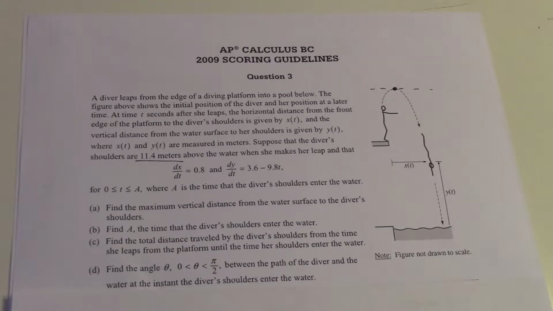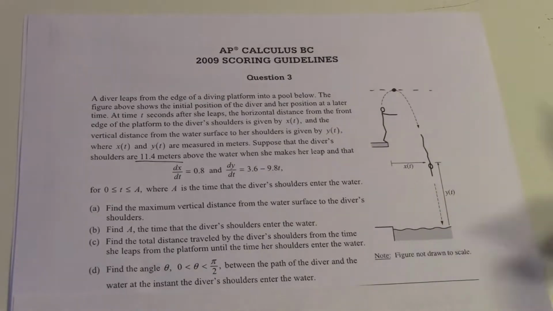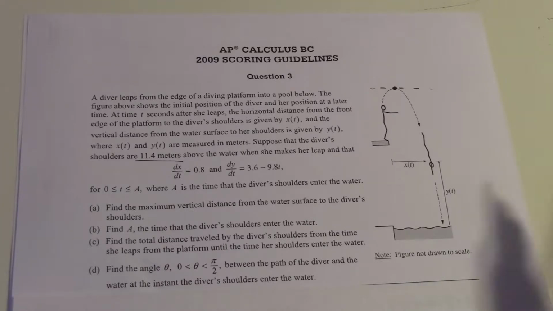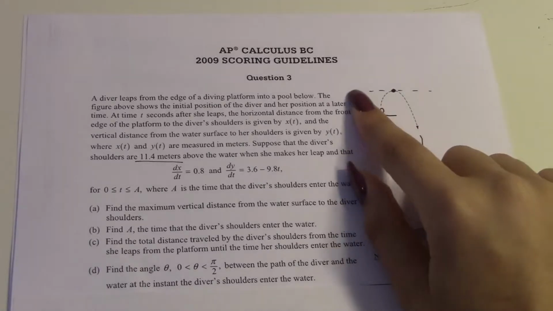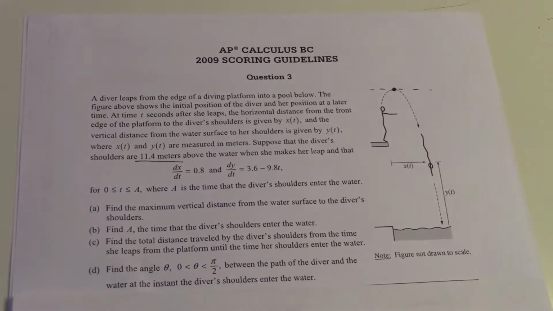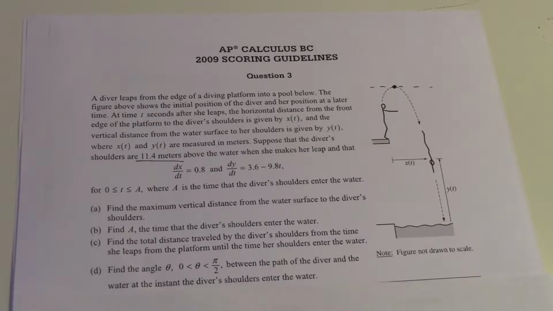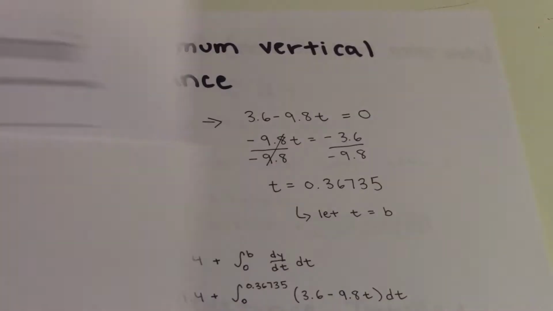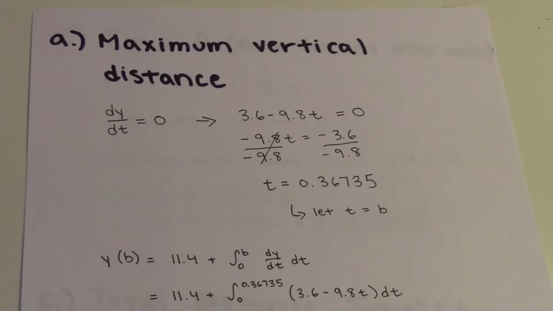For part A of this problem, it asks us to find the maximum vertical distance from the water surface to the diver's shoulders, and as you can tell by the figure, that's going to be this whole length. But the first thing we need to do is figure out at what time t the diver will be at this point. To do that, we need to find the horizontal tangent to this point, and that's just where dy/dt is equal to 0. Since we're given dy/dt, we set that equal to 0 and solve for t.